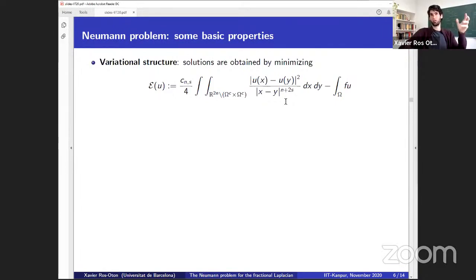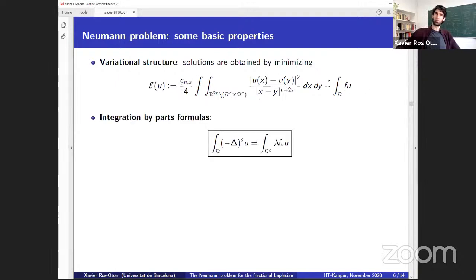Well, here it is the same. You take the same functional, you don't impose that U is zero outside, you just minimize, and then you get existence and uniqueness, up to adding constants, of a solution. And this solution solves exactly the Neumann problem that I presented in the previous slide. So this is a first and very natural property of this Neumann problem: the existence and uniqueness of solutions follows from the same energy functional as the one for Dirichlet.